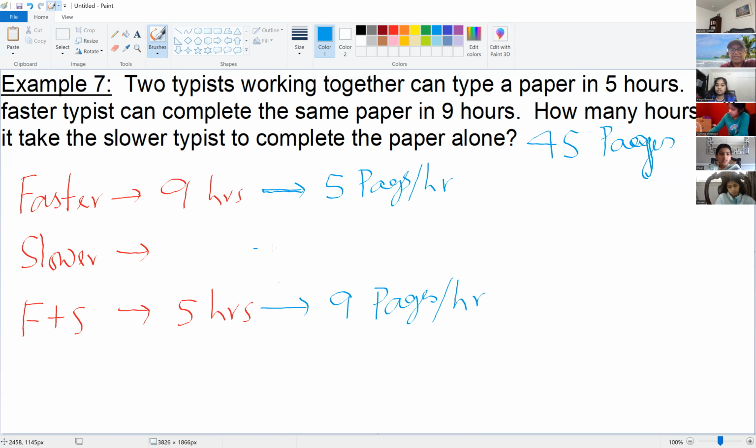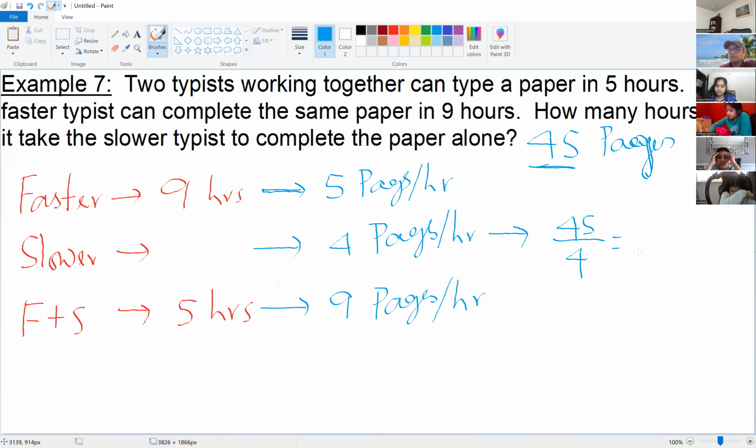So that means the second typist is doing how many pages per hour? Total is 9. The faster one is doing 5 pages, the slower one is doing 4 pages. And remember, we have to do 45 pages. So how long is it going to take? It's 45 over 4, which is 11.25 hours.